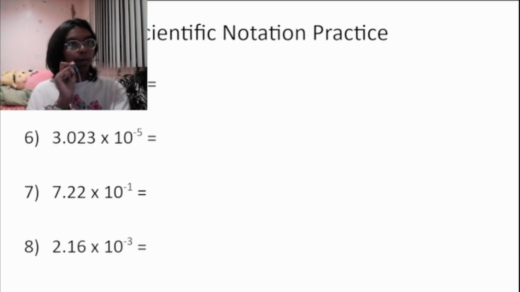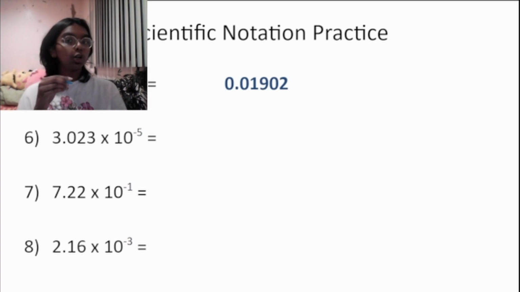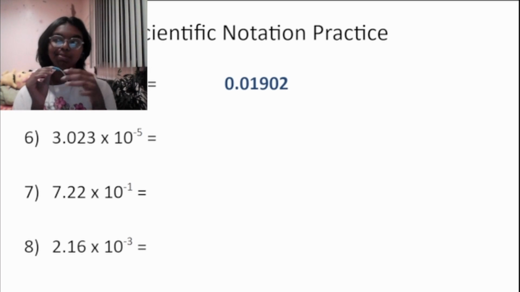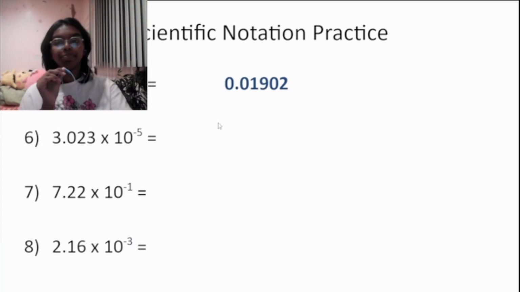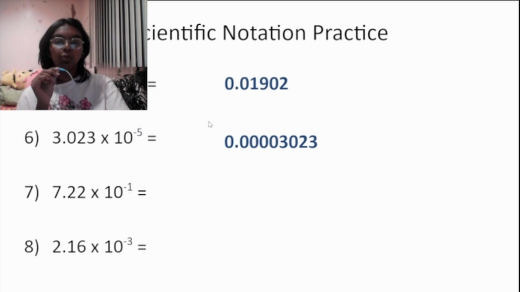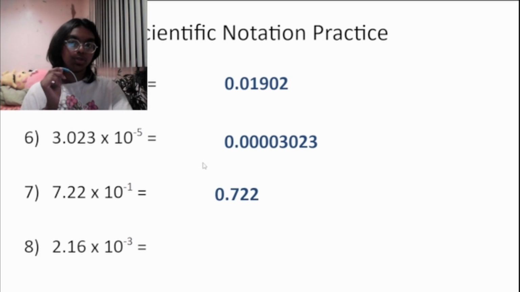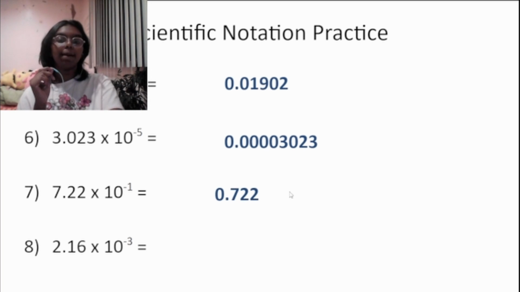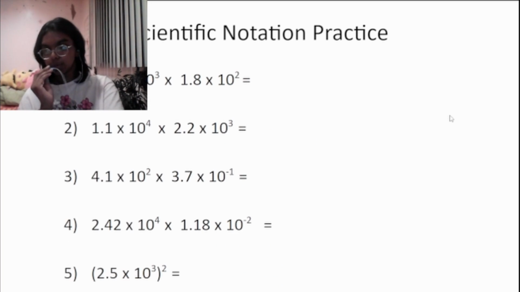Here are some more questions, so pause the video and do them. So, this is 0.01902, since it's a negative exponent, you move the decimal place to the left. So you move it 2 times to the left to get that number. Number 6, you move the decimal place 5 times to the left to get that number. Not reading that out. Number 7, 0.722, move the decimal place 1 time to the left to get that. And number 8, move the decimal place 3 times to the left. Here's some more if you want to do that.